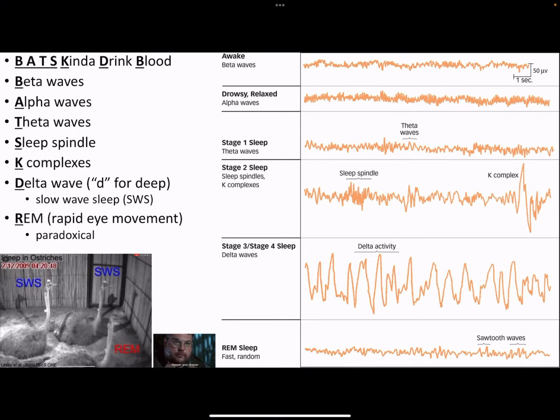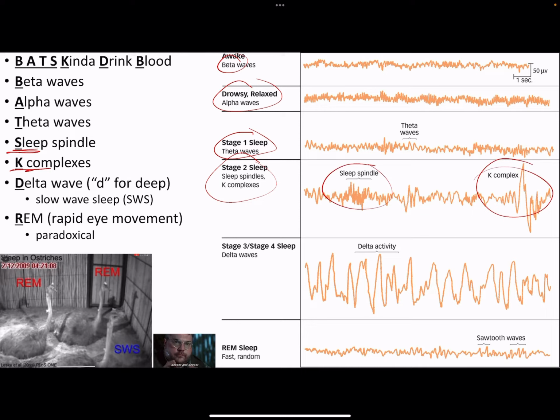So as far as sleep goes, I would remember bats kind of drink blood. When we're awake, we have beta waves. We're a little tired, we're meditating, we get alpha waves. Just started to fall asleep, you get theta waves. Stage 2, bats, you get sleep spindles and K complexes here and here.